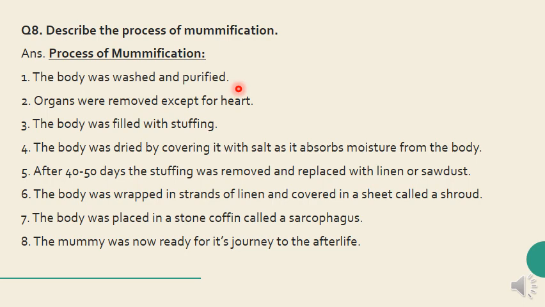the body was washed and purified first. Then they took out all of the organs, meaning the organs were removed except for the heart. Only the heart was left in the body, and all of the other organs were removed. Why? The reason is that if at some point the organs start melting, they would create a mess and smell all over the body, so maybe that was the reason they removed all of the organs from the body.